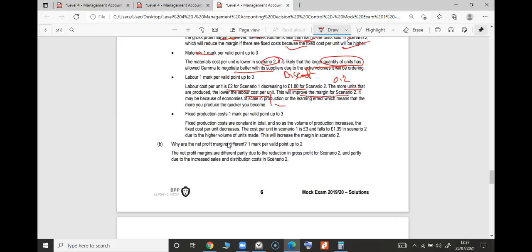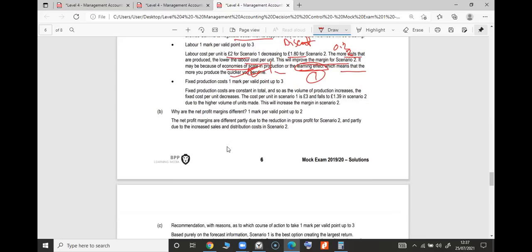There will be an improved margin in scenario 2 because of the economies of scale, which they mentioned as well. Learning effect, well done. Also happy with that one. That should be mentioned. This is the chunk word. 1, 2, 3, already 4 marks you can gather here. They become quicker. And fixed costs are constant in total. As volume of production increases, fixed cost per unit goes down. So for 130,000 units it was 3 per unit, but for 280,000 units it has gone way down. These are the items you can very well mention.